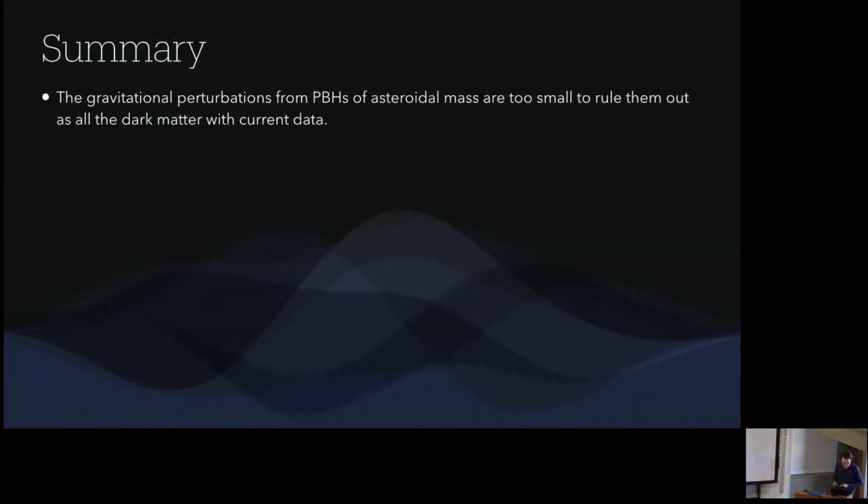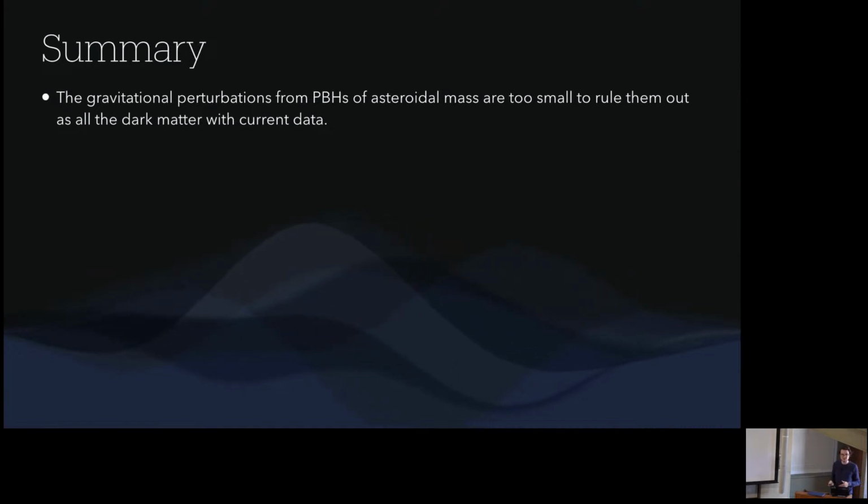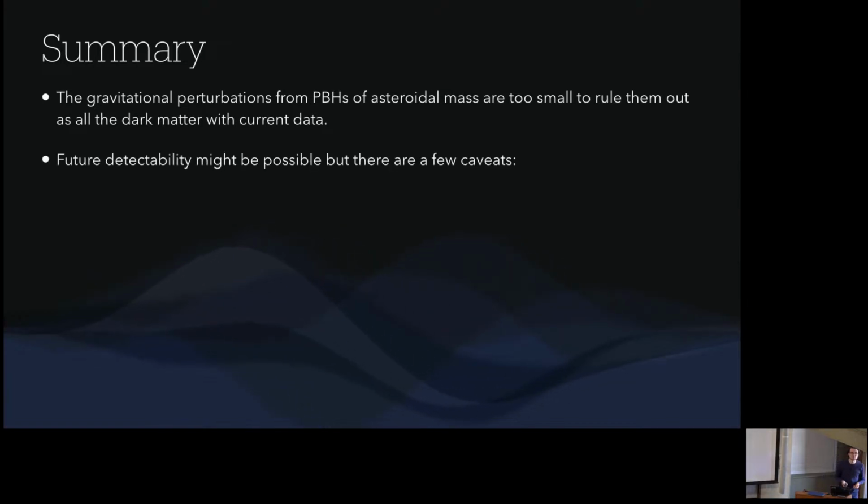To summarize this, the perturbations themselves are too small to directly rule them out as 100% of the dark matter with the current data. But since we are about one order of magnitude away from the current observational precision, it's conceivable that the solar system could serve as a gravitational probe for this kind of scenario in the future. But there are a few things that need to be addressed in order to do this, and that's also something we are still working on.